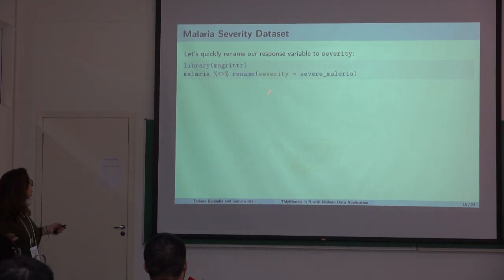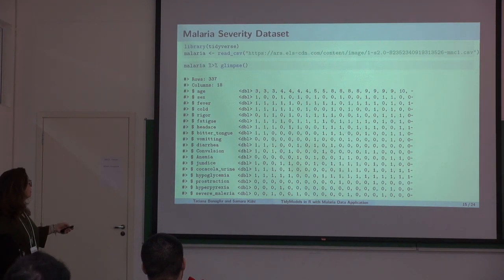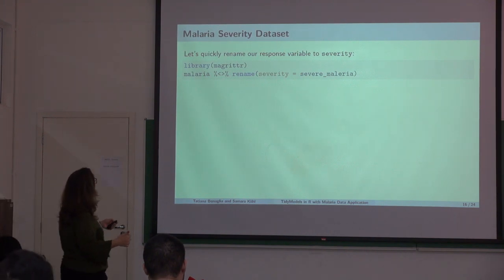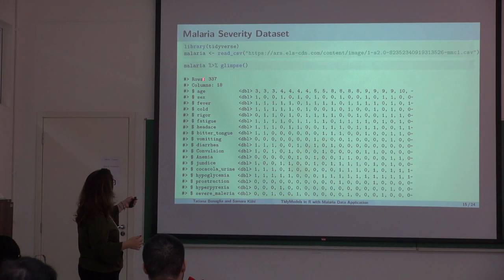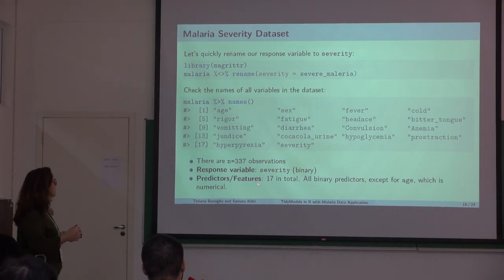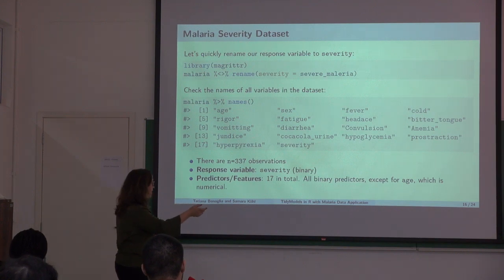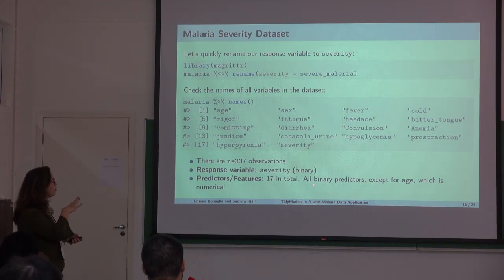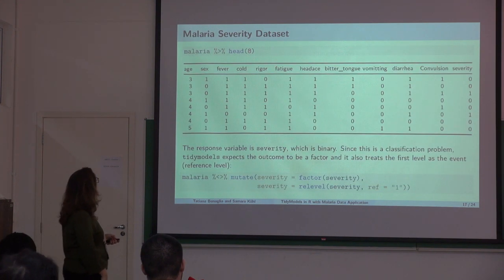So then here we're just renaming these for severity, to make it simpler. Here I have all the names that we're going to work with. We have 337 observations and 18 columns. One of them is our response variable, which is binary, and then we have 17 predictors, all binary except for age, which is a numerical variable.